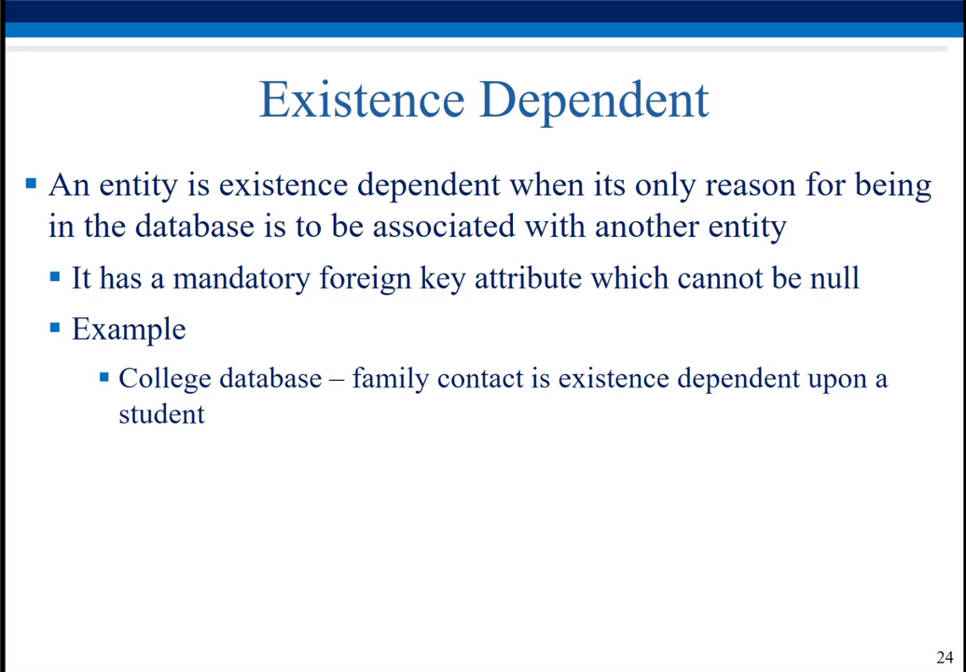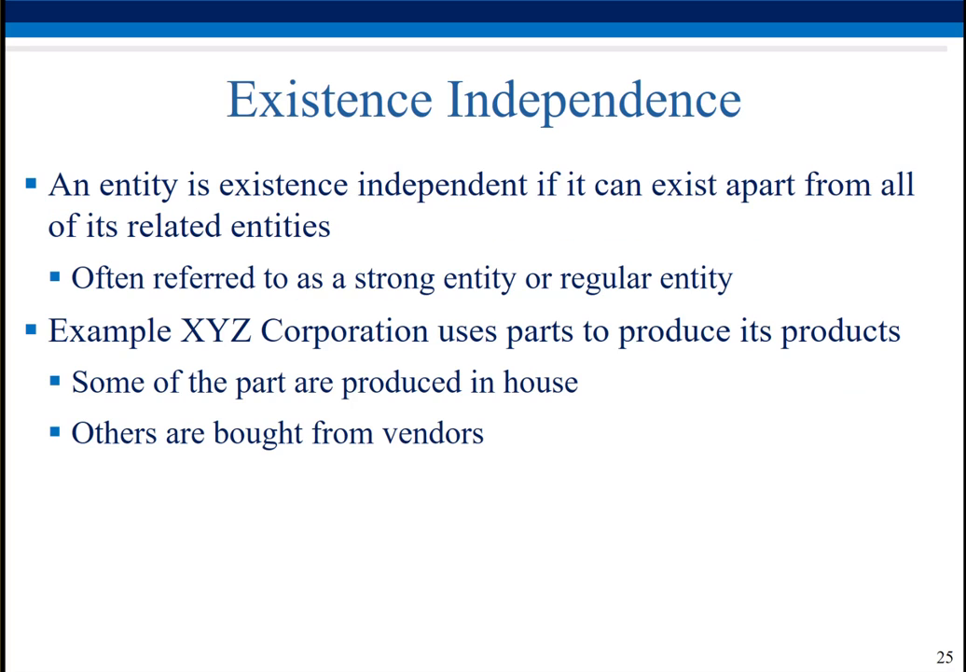So here's an example, a college database with a student database. If you have a student database and one of the fields is a family contact, then you would have a contact database. The reason you would need that is it could have three or four different contacts. As a result, you have to have a student for a contact to be associated with. You just can't create a contact that doesn't have a student to be associated with.